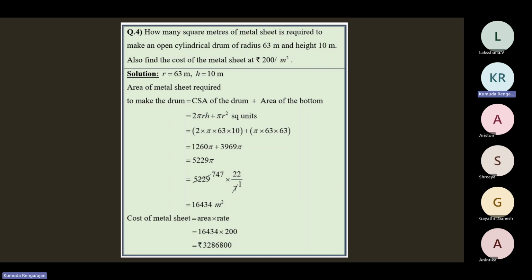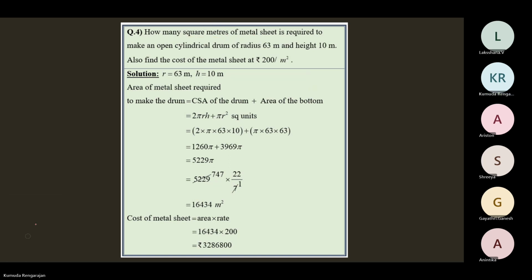Okay, so the question is, children, how many square meters? What do you mean by square meters? That's a unit. Square meter is a unit for area, so you'll have to find the area. How many square meters is the area of metal sheet. Square meter is nothing but meter square. So how many meter square means they're asking you to find the area.